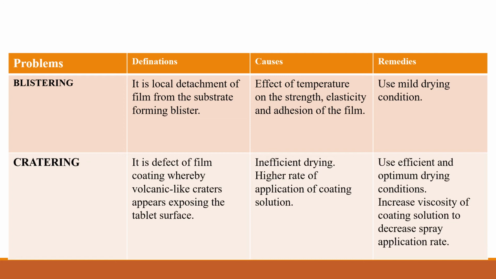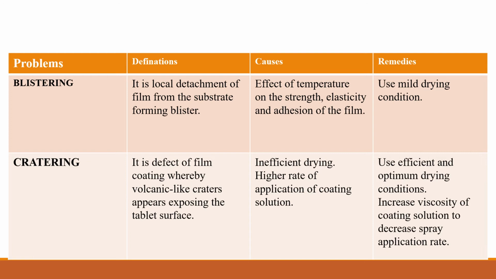Next problem is blistering. So what is blistering? It is the local detachment of a film from the substrate forming a blister. So what is the reason behind this? The reason is the effect of temperature on the strength, elasticity and adhesion of the film. So temperature, elasticity, strength and adhesion, these are four parameters which cause blistering of tablets. So what remedies can be taken? We need to give a good drying condition in the formulation of tablets.